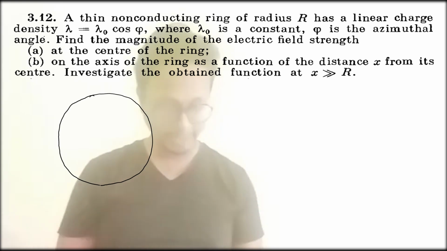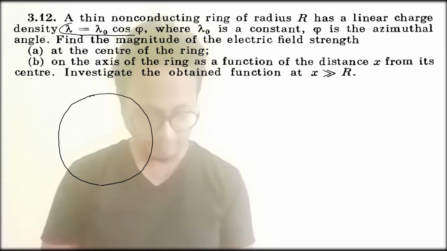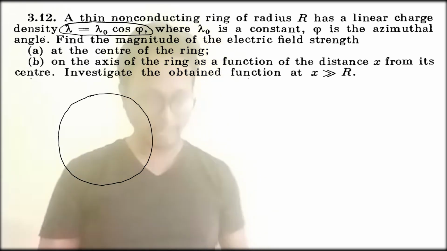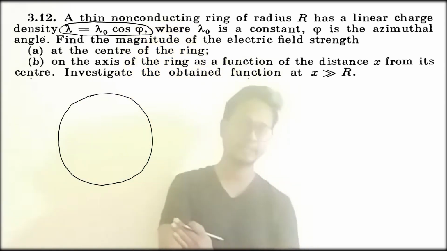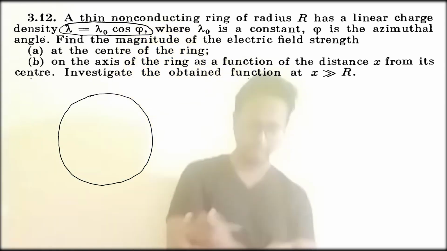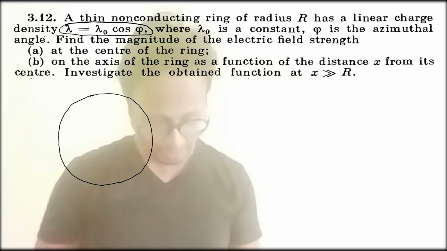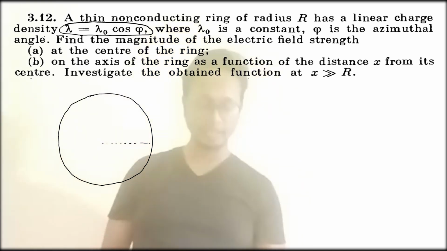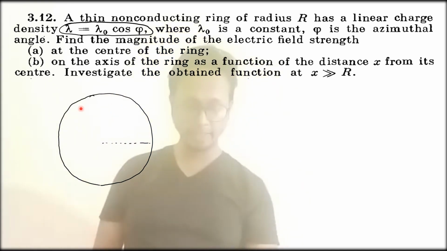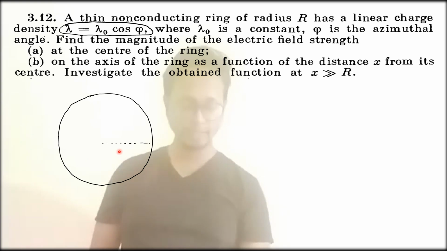It is given by this relation: lambda is equal to lambda naught cos phi. What is lambda? Lambda is nothing but the linear charge density. So if I draw a straight line out here, I'm dividing this ring into four quadrants. First quadrant, second quadrant, third quadrant, fourth quadrant.